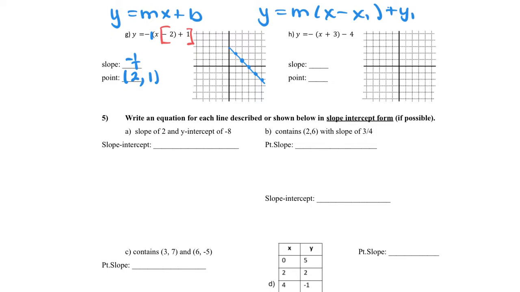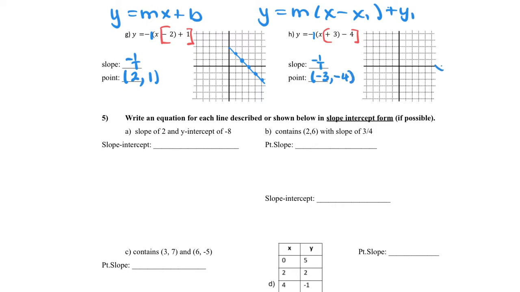For H, same situation. It's in point slope form. And it does not have a number. It just has that negative. So we're going to slip a little -1 in there. So my slope is -1/1. And my point, again, I'm looking at this. This is in the right order. And for the x, I'm seeing a +3 here. That means I have a -3 in my point. And then here I see a -4, and that's going to stay -4 in my point.